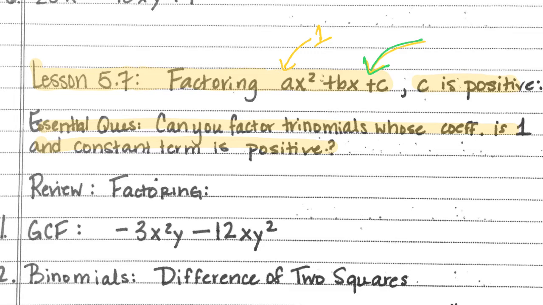So let's review a little. The first thing we learned was the GCF. If my question is negative 3x squared y minus 12xy squared, I can take out a negative 3. Oh, I can take out an x and a y. And what do I have left over? When I take a negative 3xy out of negative 3x squared y, I just have an x left over. When I take a negative 3 from a negative 12, I have a positive 4 left over. And xy out of xy squared, I just have a y.